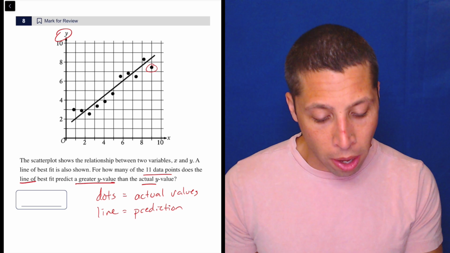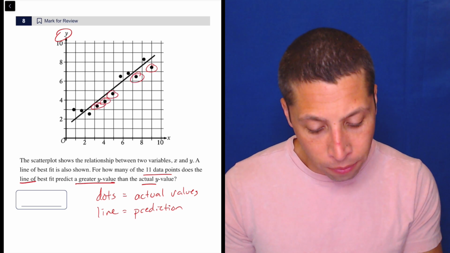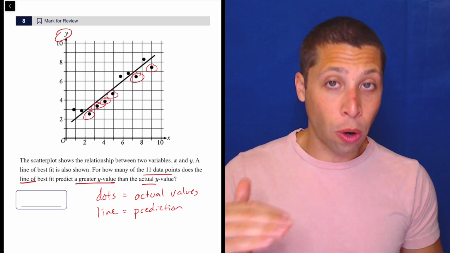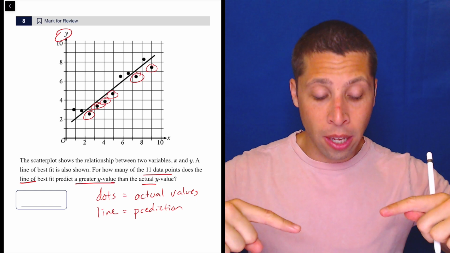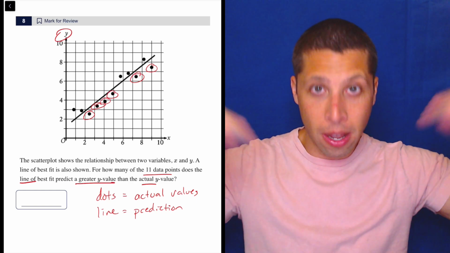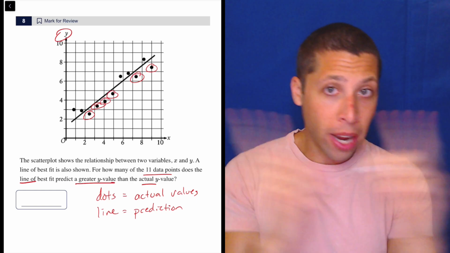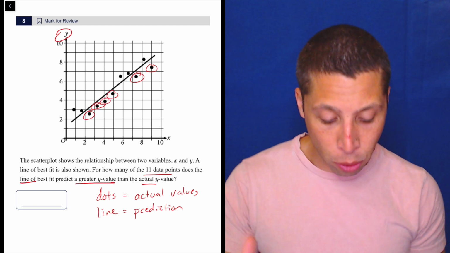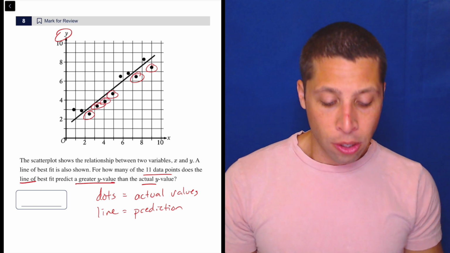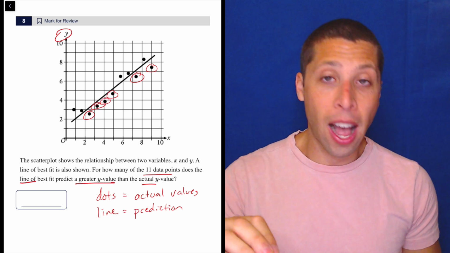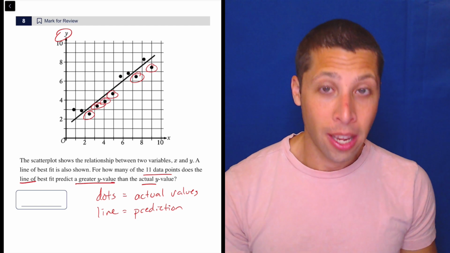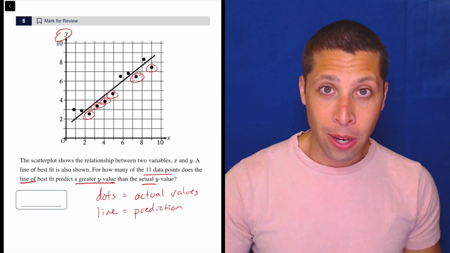So I already circled 1, 2, 3, 4, 5, 6. So notice for all of those dots, if I just look, the line is above the dot, right? We're not going left and right. We're going up and down because they're talking about the y value. Y is up and down. So there are 6 dots where the prediction is greater than the actual value, okay?